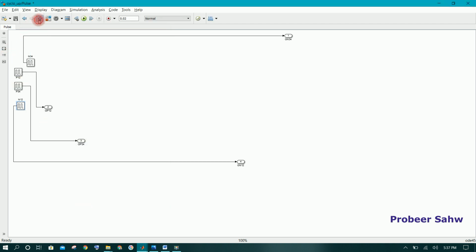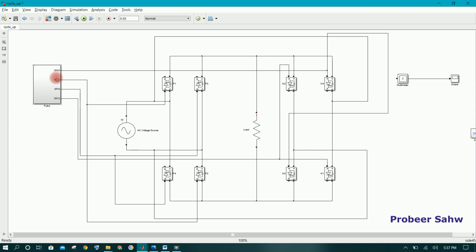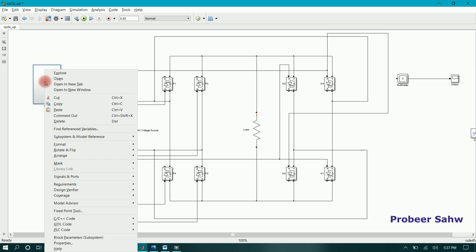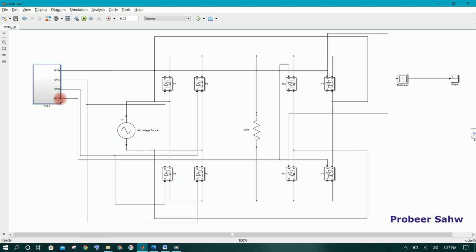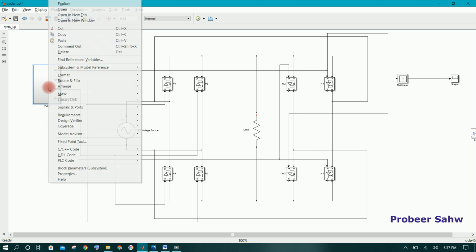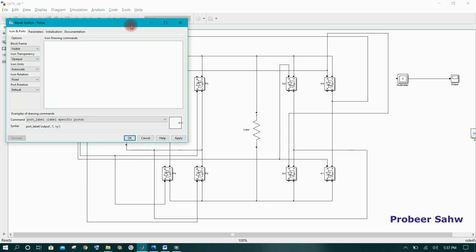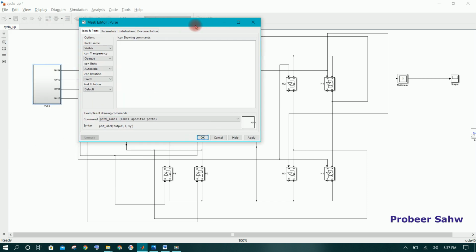Now let us go back to our model. Select this subsystem, right click on it and choose the option create mask under mask. Now this dialog box will open.